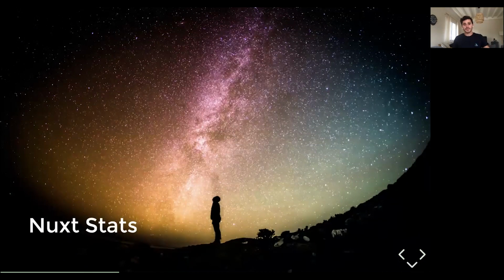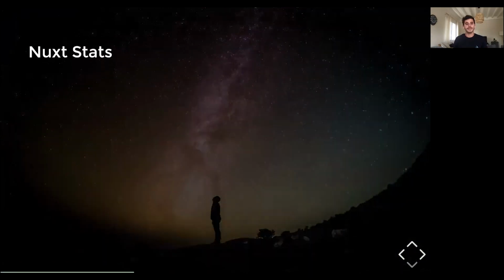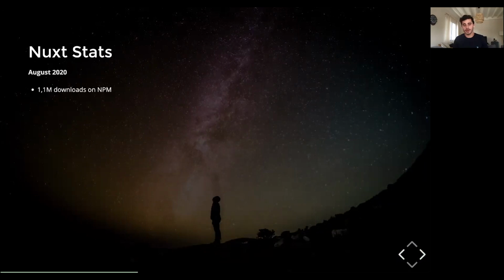Let's talk quickly about the stats of Nuxt. In August 2020, so last month, we had 1.1 million downloads on NPM. That was really, really nice to see. In July, we hit the first milestone, which is 1 million. So thank you a lot.